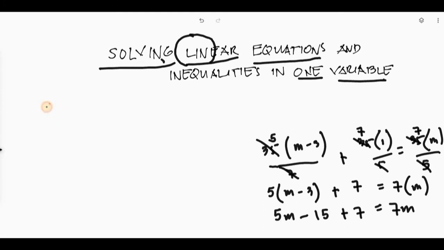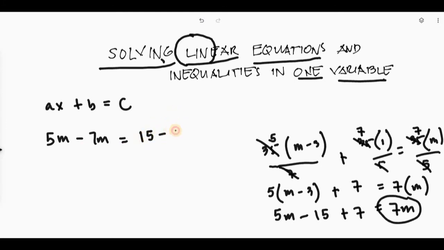So, take note again that our standard form is ax plus b equals c. So, dapat yung variable na sa isang side lang. So, si 5m, okay, minus 7m. From here, the positive, paglipat natin sa kabila, naging minus. Okay? Equals, yung whole number, lipat na kagad natin sa kabila. So, that's 15 minus 7.